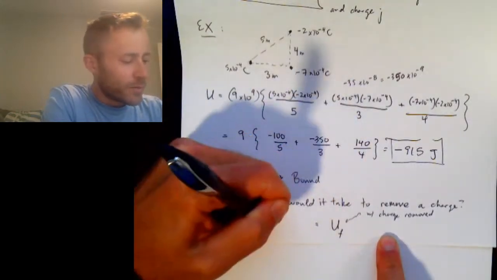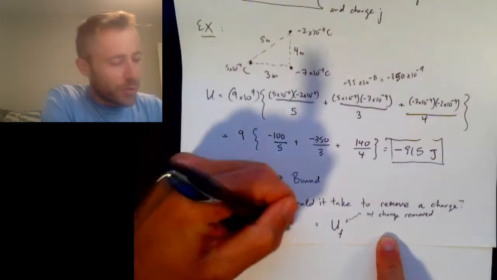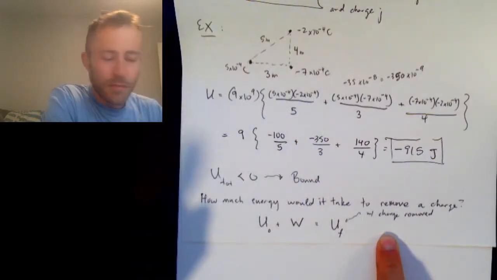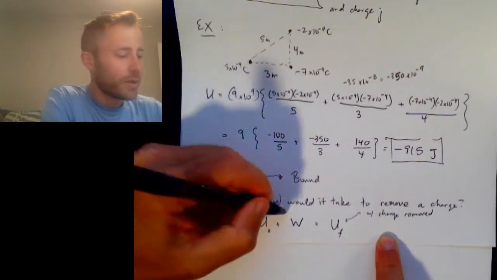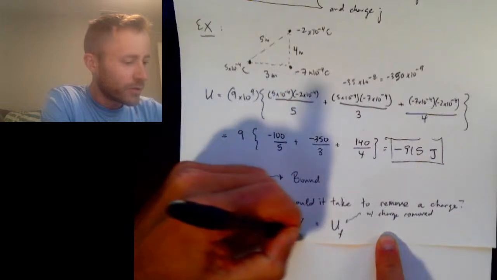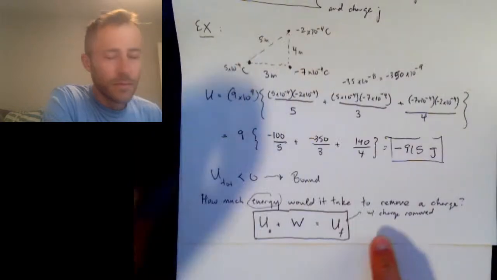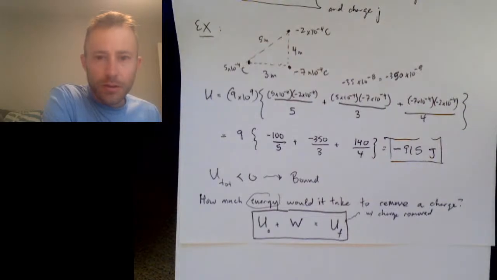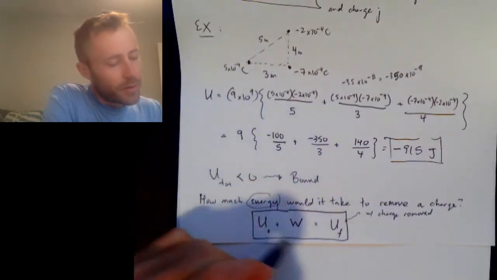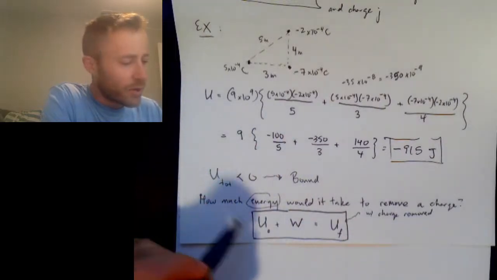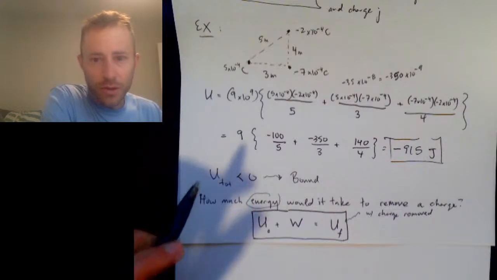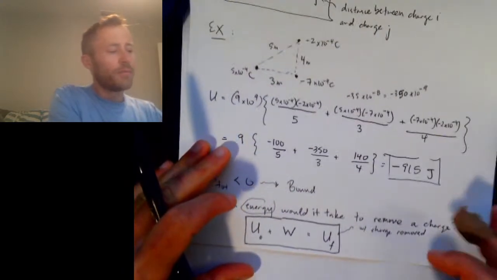And so what we do is we do the initial energy plus the work done, which is the amount of energy it would take to remove a charge, is equal to the final energy of the system. So that is the basic idea, just the conservation of energy argument for calculating the energy required to remove a charge. So let's do an example that follows that.